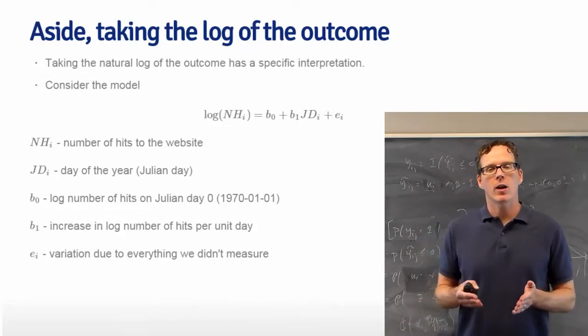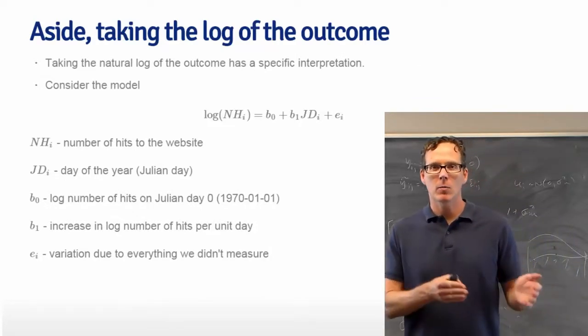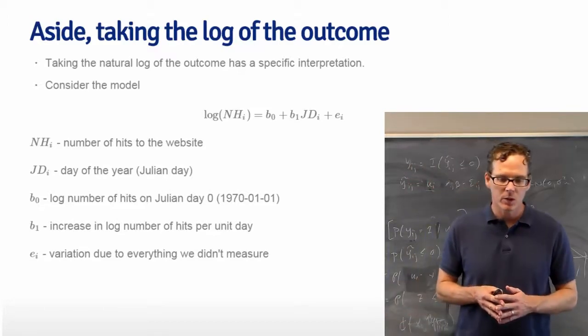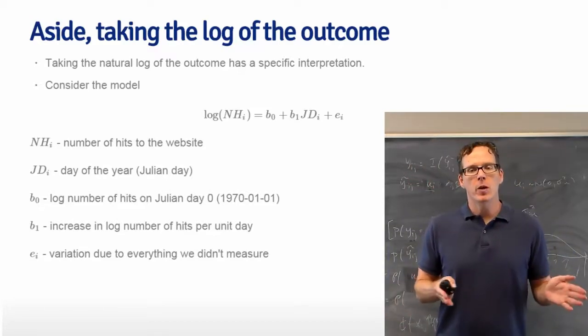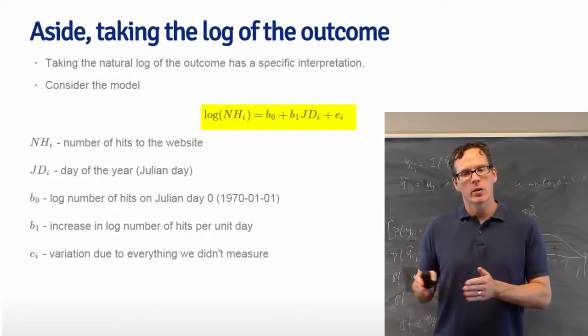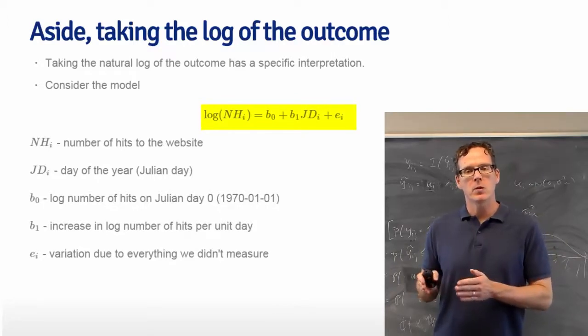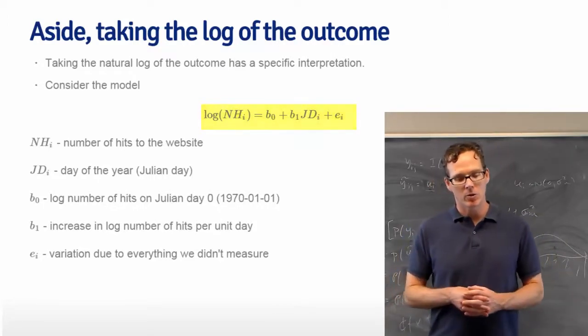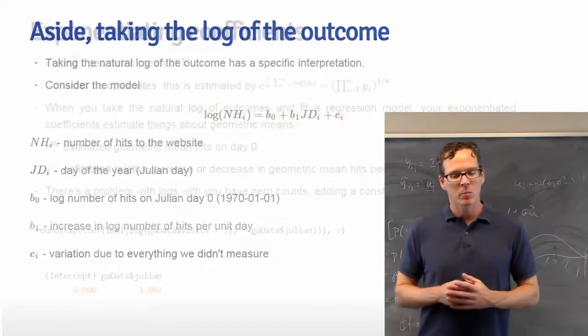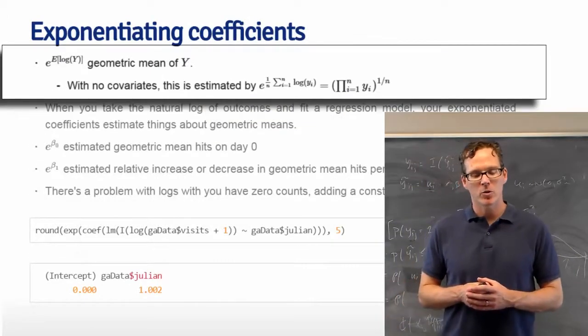The first thing we might try is taking the log of the outcome. Here I mean the natural log. And this would be our model. Log of NH is the linear regression model: B0 plus B1 times the Julian date plus the error term. Now, let me speak a little bit about log and what it's accomplishing.